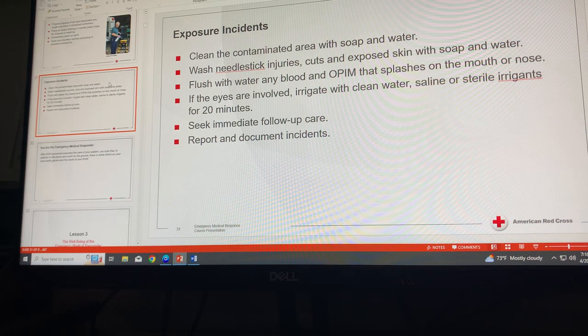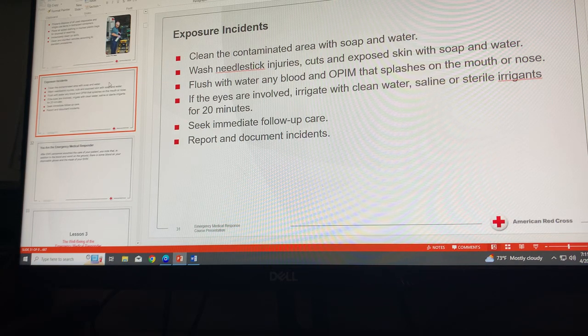Here you have on your slides. Clean the contaminated area thoroughly with soap and water. Wash needle stick injuries, cuts, and exposed skin with soap and water. Next, flush splashes of blood and OPIM to the mouth and nose with water. If the eyes are involved, irrigate with clean water, saline, or sterile irrigants for 20 minutes.